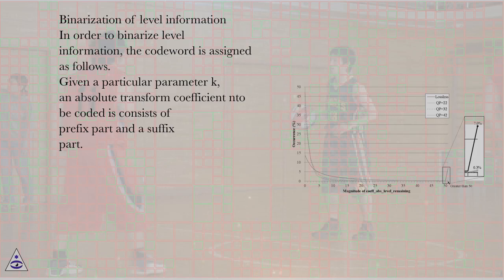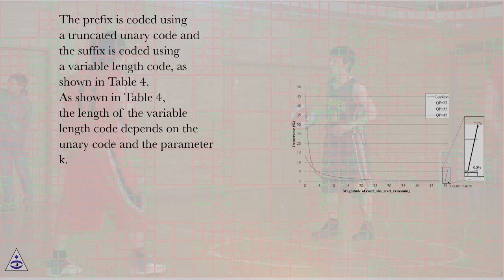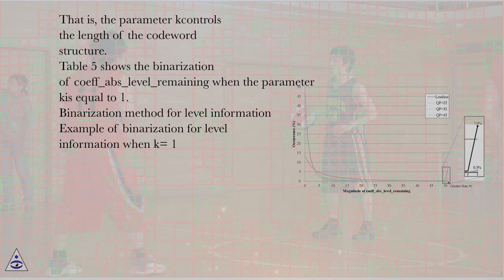Binarization of level information. In order to binarize level information, the codeword is assigned as follows. Given a particular parameter k, an absolute transform coefficient to be coded consists of a prefix part and a suffix part. The prefix is coded using a truncated unary code and the suffix is coded using a variable length code, as shown in Table 4. As shown in Table 4, the length of the variable length code depends on the unary code and the parameter k. That is, the parameter k controls the length of the codeword structure.